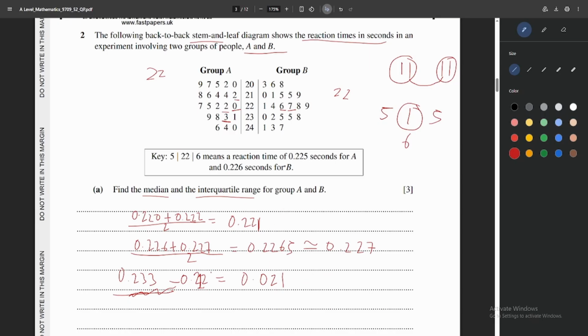So that is the IQR for A. For group B, same thing again: we divide into two groups and get 5, 5, 6, 1. So the 6th person again on the back, it's this. Let us do the same calculation again: 0.235 minus 0.215, and this equals 0.020. So this is the interquartile range for group B.